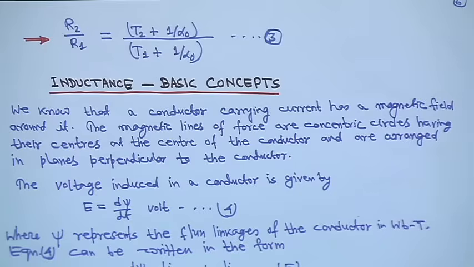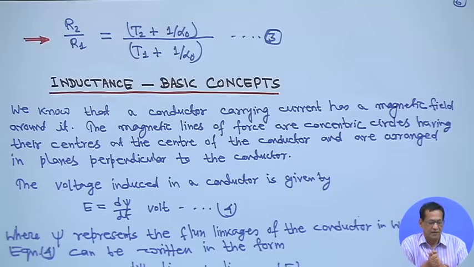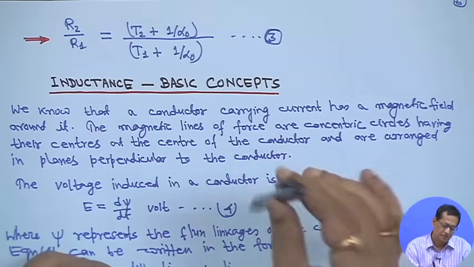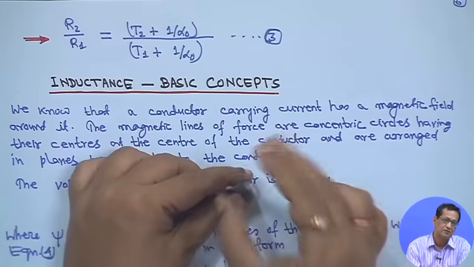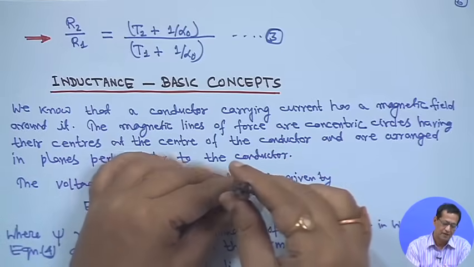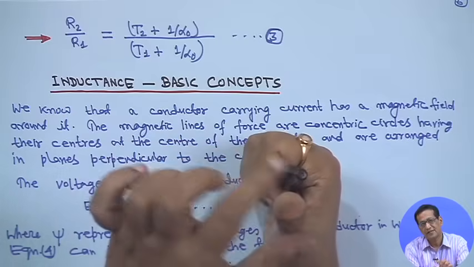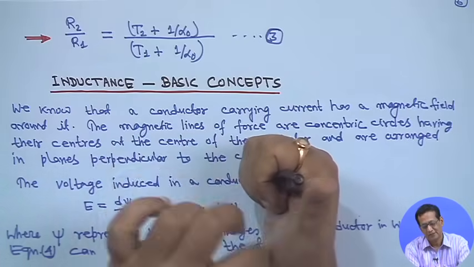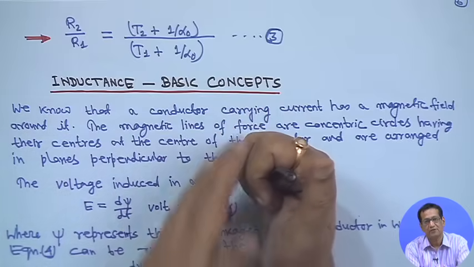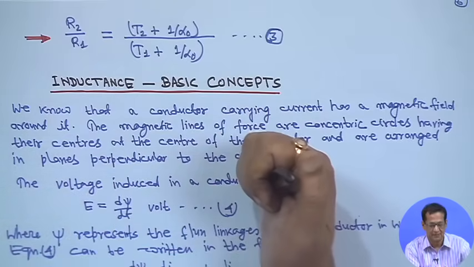So, now we will go for the inductance of transmission line, the basic concept. We know that a conductor when carrying current has a magnetic field around it. For example, suppose if we apply the right hand rule, if this is your conductor and you wrap the conductor like this, then if this is the direction of the current flow, then this is anticlockwise. This anticlockwise is the direction of flux lines.